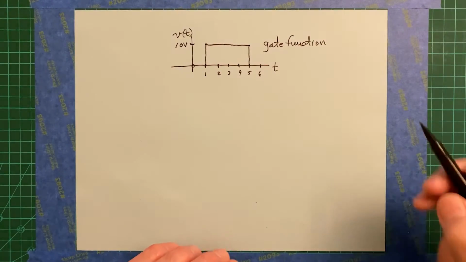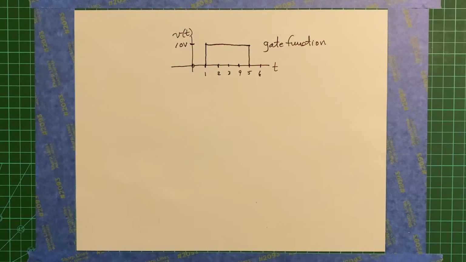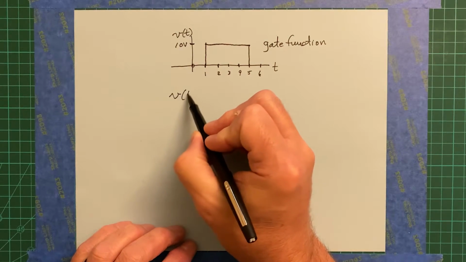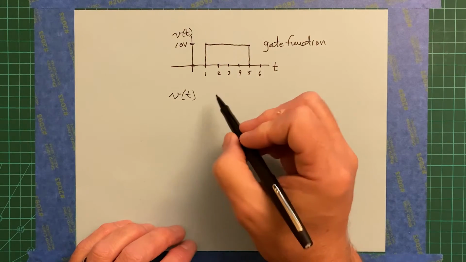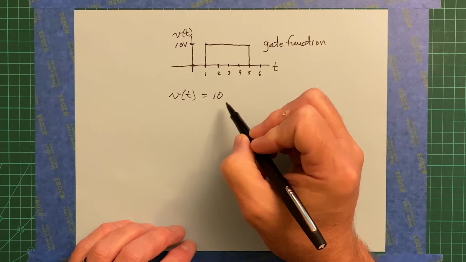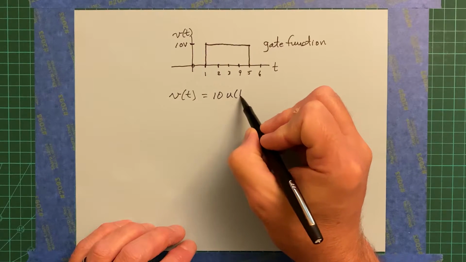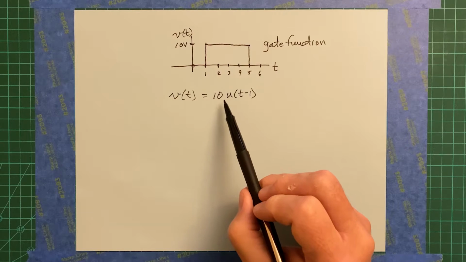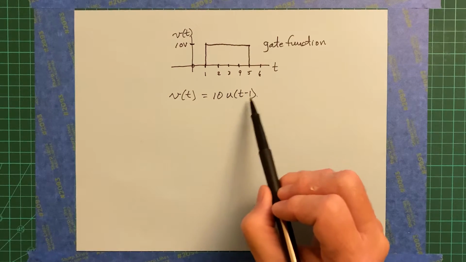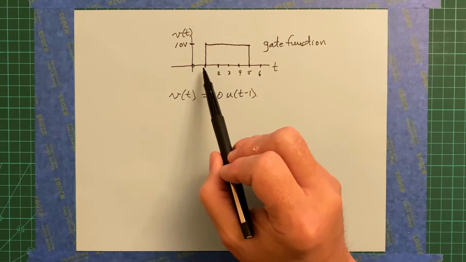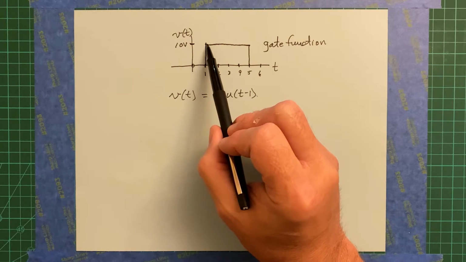All right, and what we want to do is express that voltage right there in terms of singularity functions. So here's one way to do it. V of t is going to equal 10 times u of t minus 1. Now, what's going to happen here is when what's inside the parenthesis becomes positive, which is going to happen at 1, then it's going to jump up to 10 and it's going to stay 10.